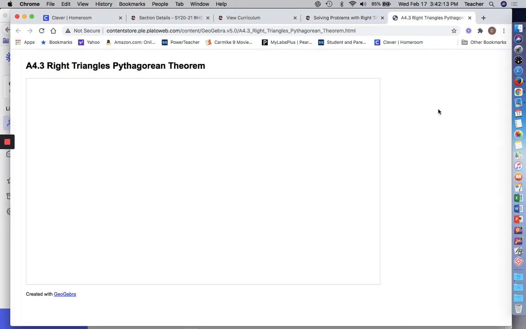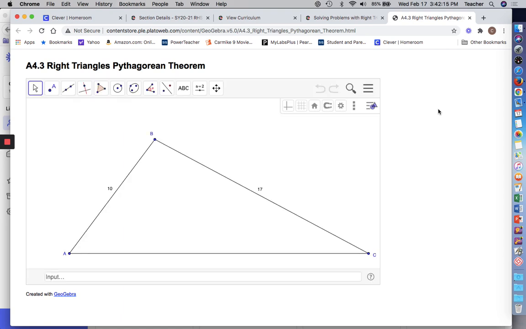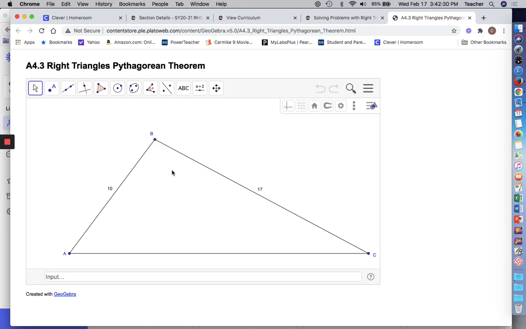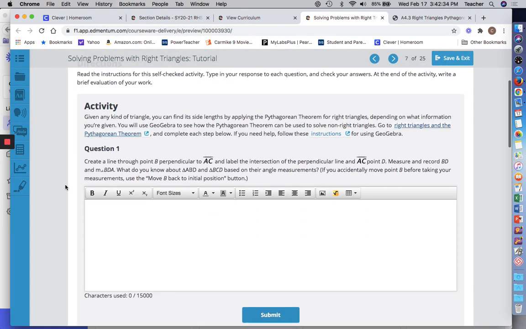So click on your GeoGebra. Okay, well, I got what may be a right triangle. That looks like it's 90 degrees, angle B. So I don't have the hypotenuse, it looks like. I just have two of the legs, 10 and 17. Okay, let's see what we got here. Find the side lengths using the Pythagorean theorem.